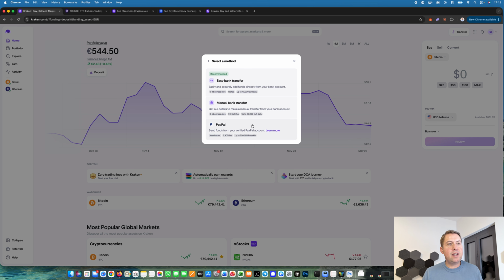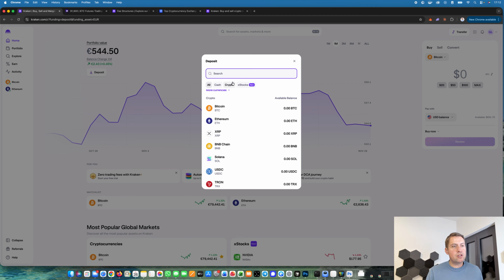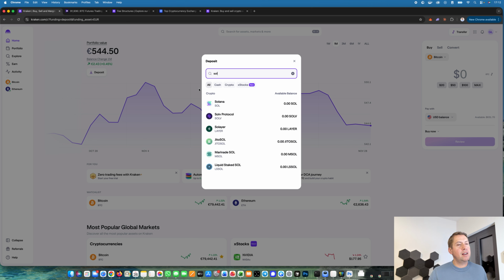So that's fairly easy. I wouldn't recommend using PayPal because they charge you a 2.4% fee. And if you withdraw the money, you have that fee again. So you're almost paying 5% for that transfer back and forth. So I wouldn't do that. I would always use a manual bank transfer or easy bank transfer. Both are fine.